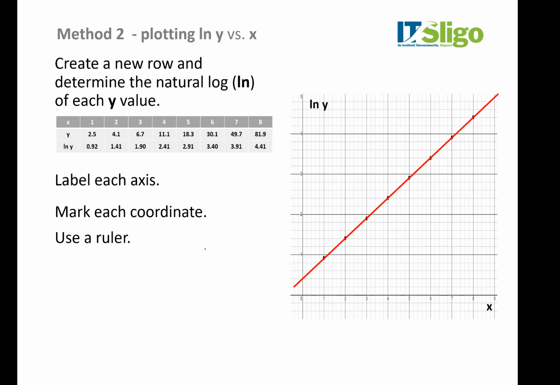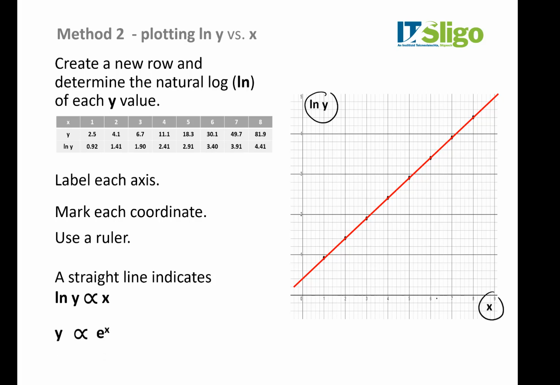and now we can see that the natural log, we've got a straight line, so the natural log of y is proportional to x, so therefore y is proportional to e to the power of x. So that verifies the data is exponential. We can work out our initial conditions if we need to as well.